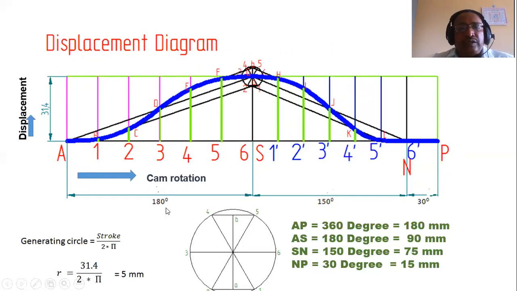Then outstroke is given for 180 degree. Converted to the scale, it is 90 millimeter, so take AS as 90. Then immediately after the outstroke, return stroke occurs. It is for 150 degree. Converting to this scale, it is 75 millimeter. Then dwell for another 30 degree. Converting to the scale, it is 15 millimeter.